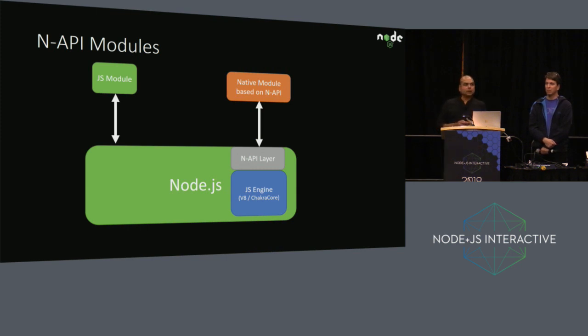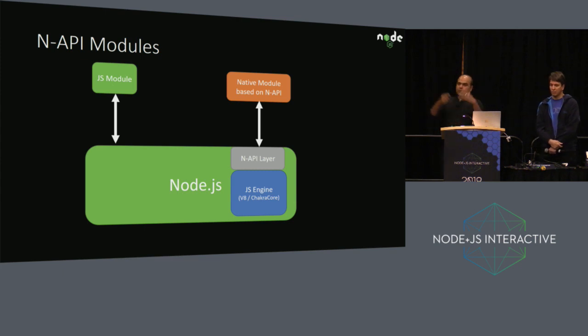It introduces an ABI stable layer, as you can see in this chart. N-API modules, or the native modules that depend on this ABI stable layer, are guaranteed to work across different versions. And the use of these N-API modules will improve the experience of the developers who are maintaining these modules and for the users who are using them.